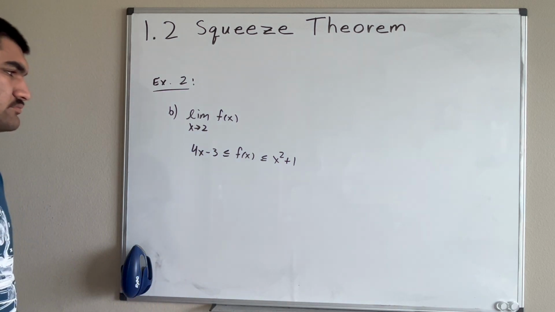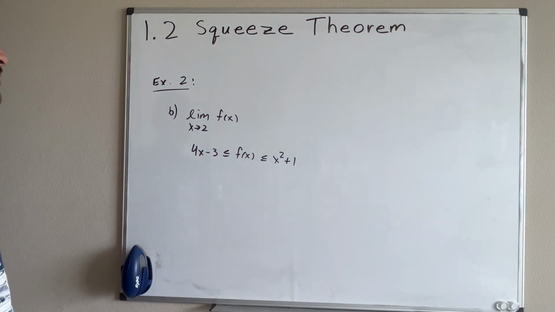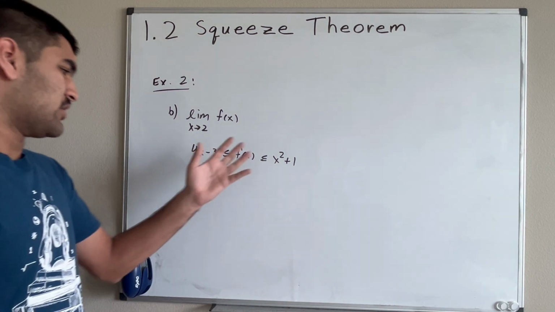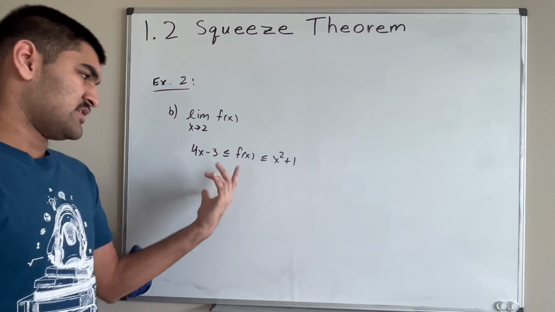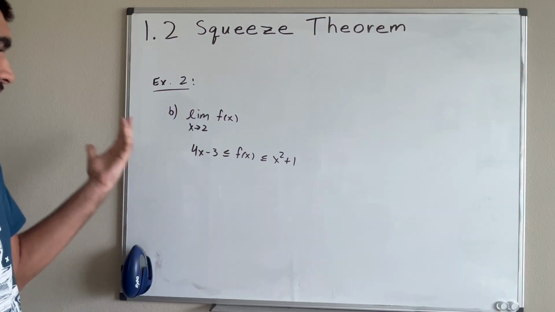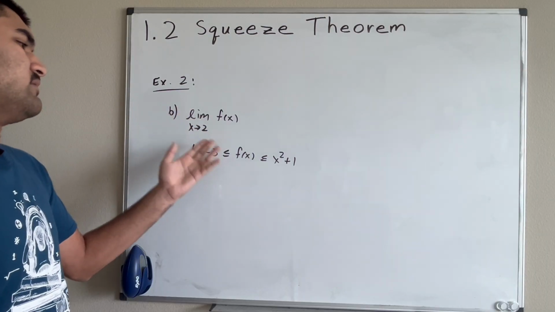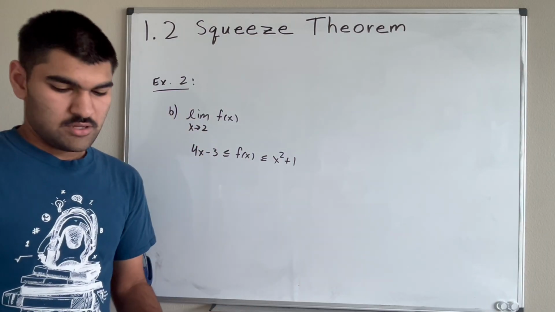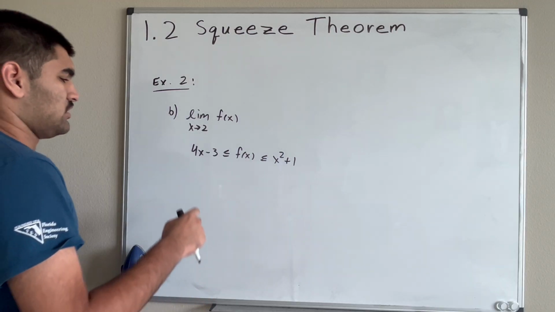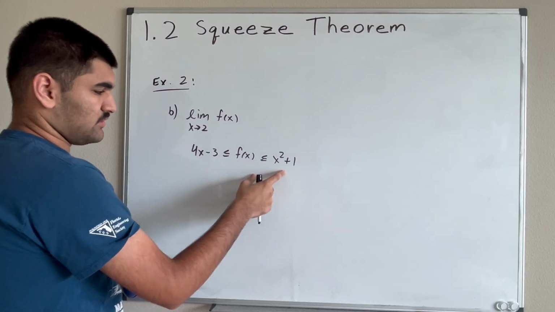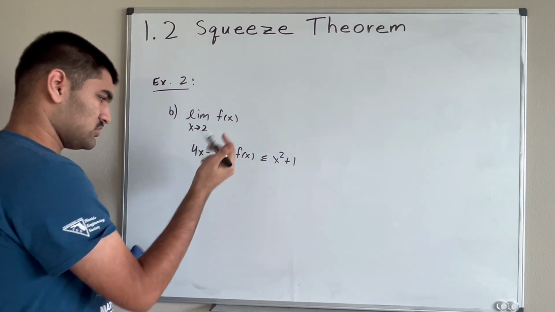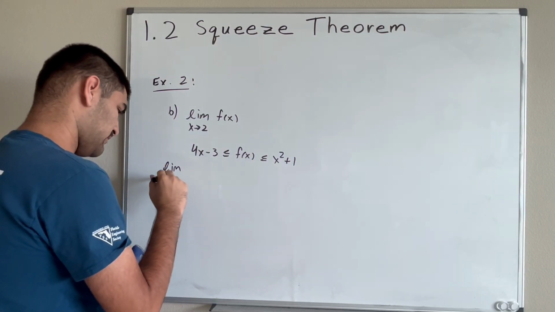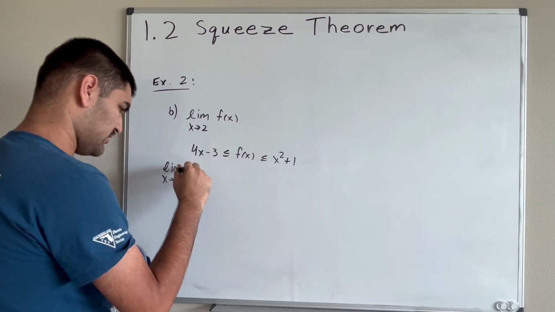Alright? So this one you might be like, how do we even find the limit, right? Because we don't even know what f of x is. We only know that f of x satisfies this inequality. So you might think it's impossible to find this limit because you don't even know what f of x is. But actually, you can just try finding the limit of the other functions, because you have 4x minus 3 and x squared plus 1. So let's see what happens if we find the limit as x approaches 2 of these functions.